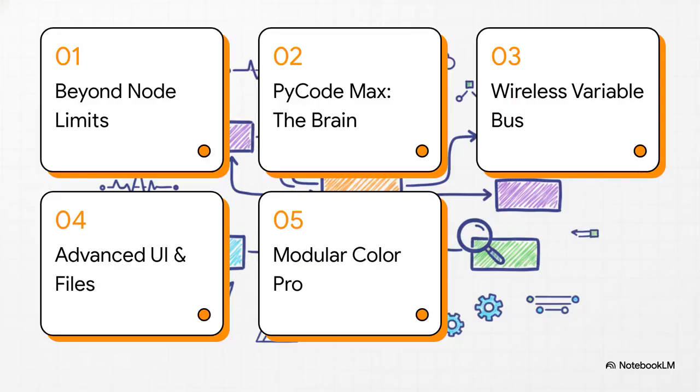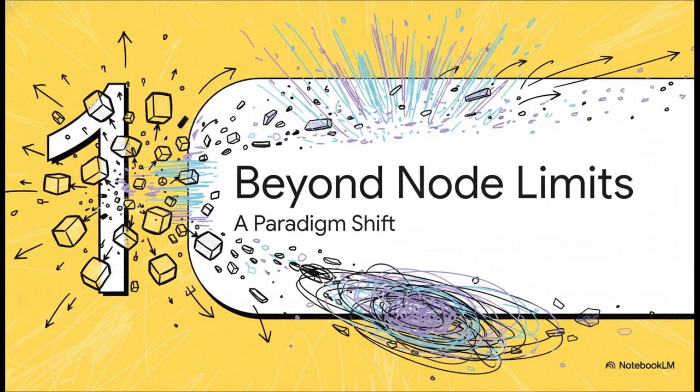Okay, let's jump straight into our roadmap for this explainer. We'll be covering 1. Beyond traditional node limits. 2. PyCode Max, the brain. 3. The wireless variable bus. 4. Advanced UI and files. And 5. Modular Color Pro suite. We'll be using a fun anatomical metaphor to make sense of this highly technical suite. Starting with Section 1, Beyond Traditional Node Limits.